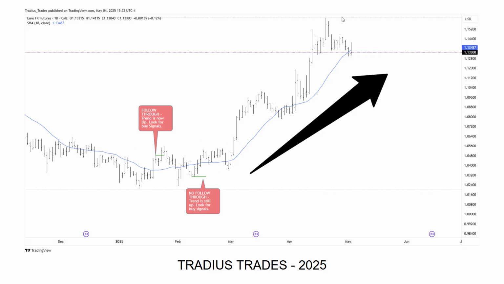Now, this is a recent chart of Euro. Mind you, this chart was fundamentally set up for a bullish move based off of COT and other fundamental indicators, which you can learn a lot of on my channel.